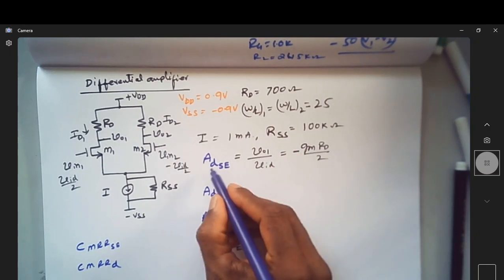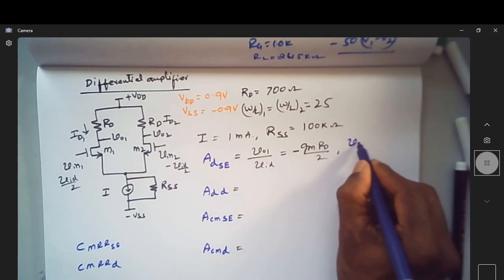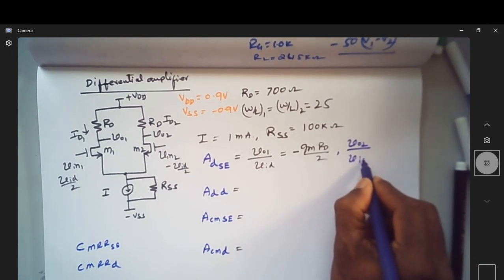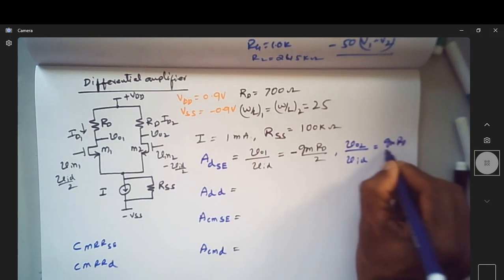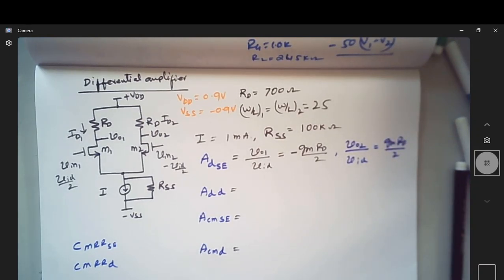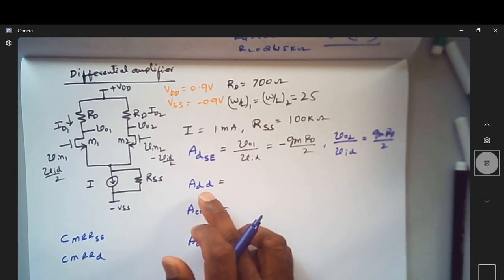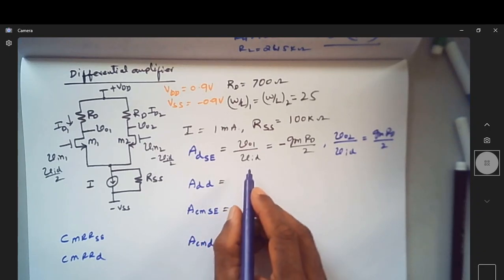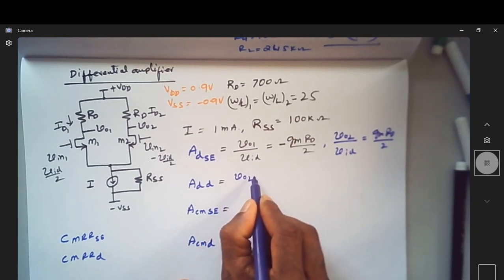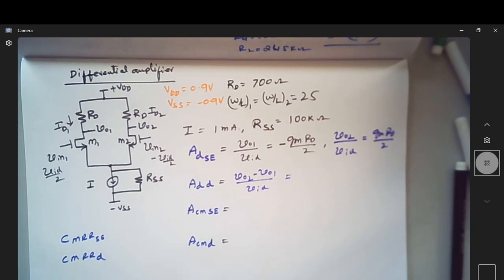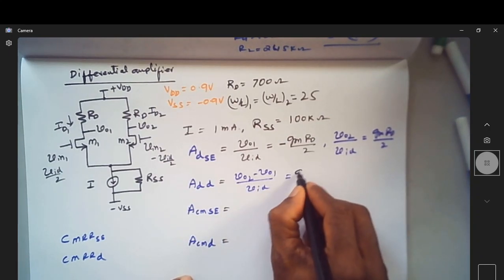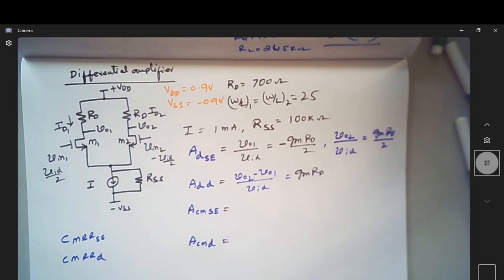It's also possible to measure V02 by VID. In such a case it will be GM RD by 2. So there is no phase shift here. So this is GM into RD by 2. Now what is the differential gain then? The differential gain is nothing but V02 minus V01 by VID, which will be GM into RD. This is the magnitude.